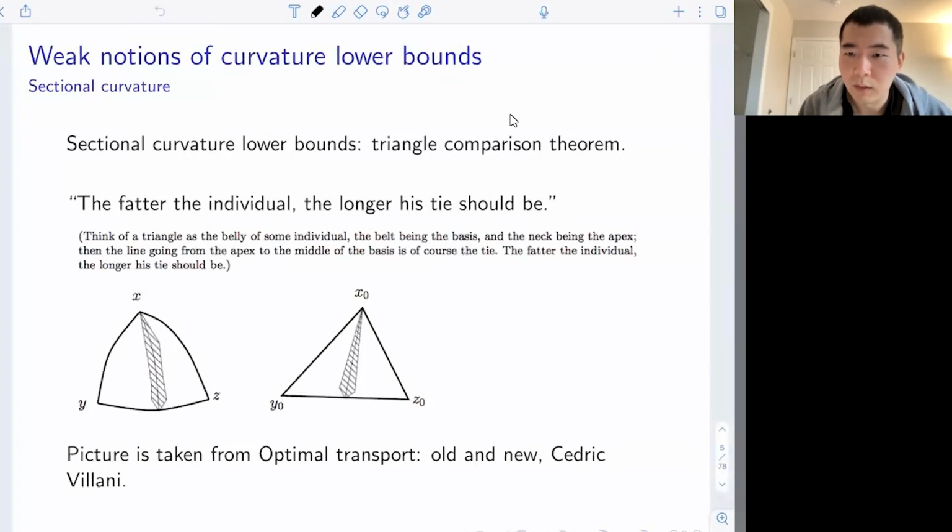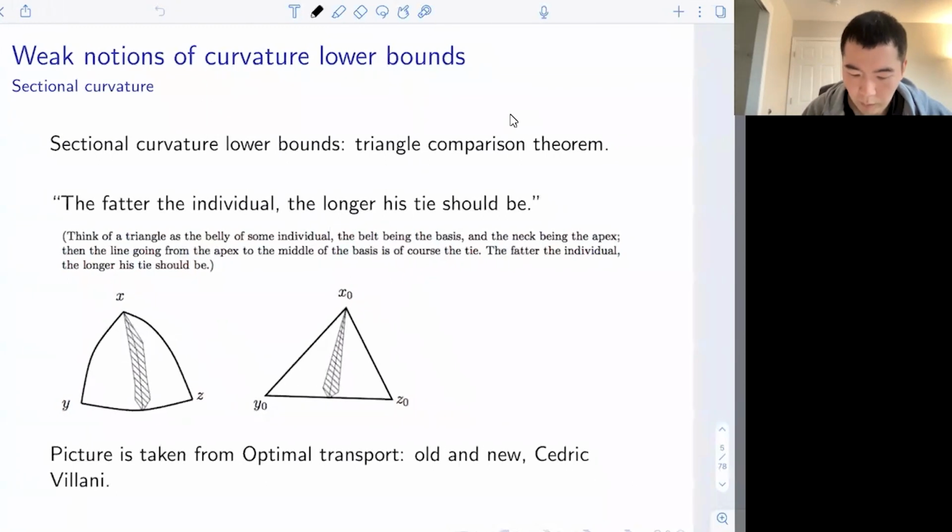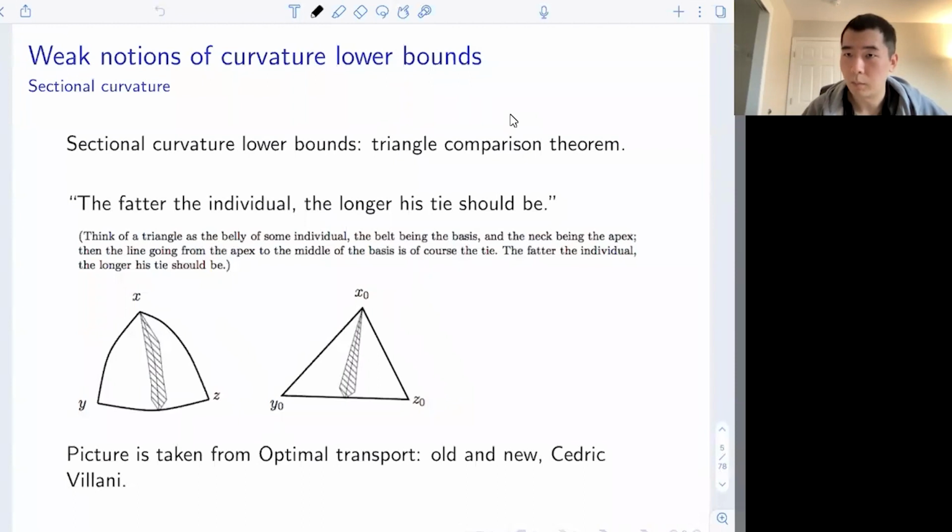And this nice picture is taken from Cedric Villani's famous book, Optimal Transport. Well, I should have said, if a space has a sectional curvature lower bound, then this curvature lower bound condition is equivalent to the fact that all geodesic triangles are fatter compared to the corresponding geodesic triangle in the model comparison space. And people use this triangle comparison phenomenon, the Toponogov theorem, to define the so-called Alexandrov space. Okay, so that's how the sectional curvature lower bounds was achieved for metric spaces.